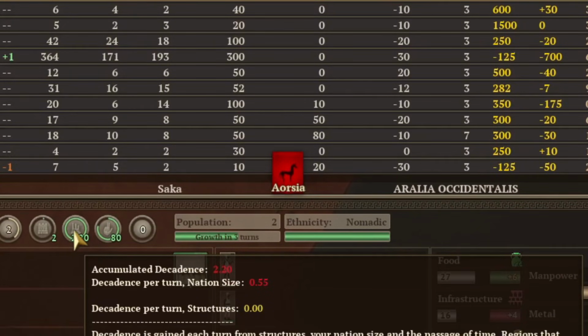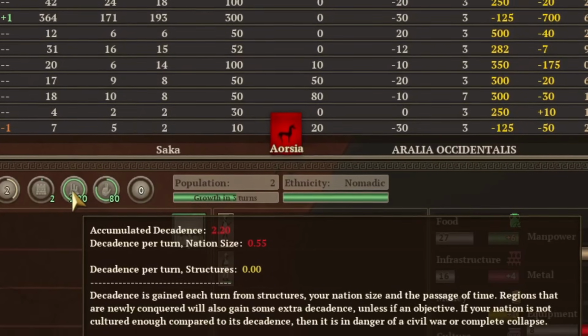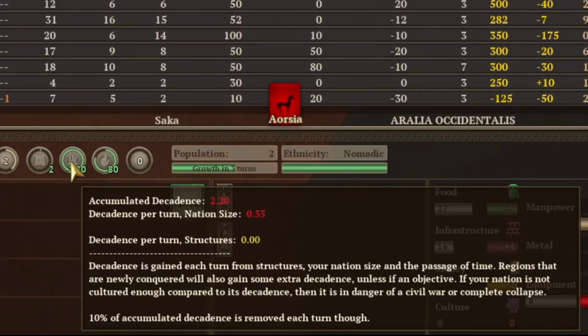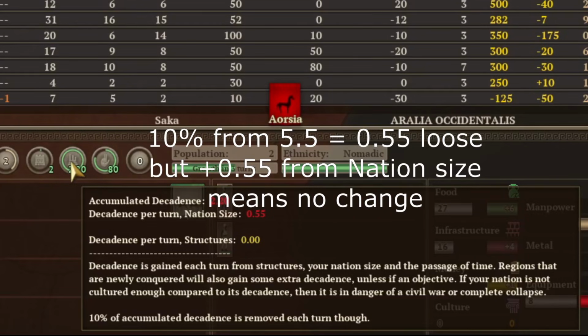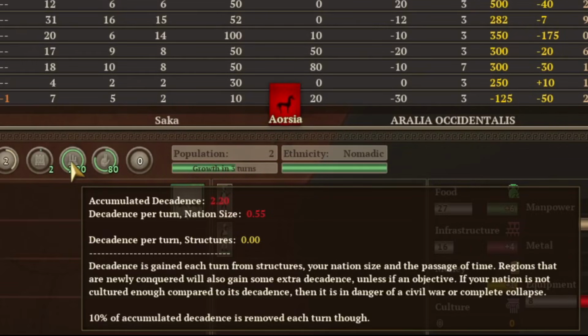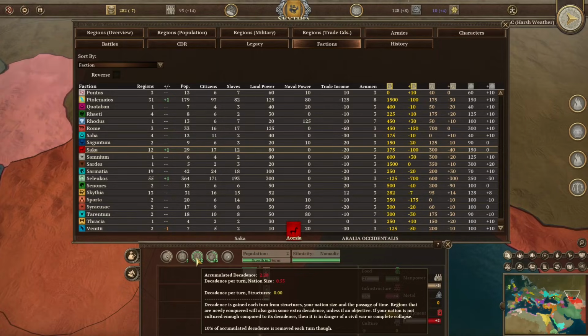This is the maximum number where we will have some stabilization, and the accumulated decadence will be 5.5 and it will never grow. Because if we know that each round 10% of the decadence is subtracted, so 10% from 5.5 will be 0.55. And if we add the nation size, we will receive 5.5. So there will be no difference. That's why it's quite easy to predict what will be your maximum decadence per region. It will be 10 times the growth of the decadence.